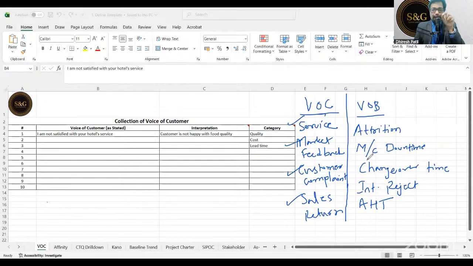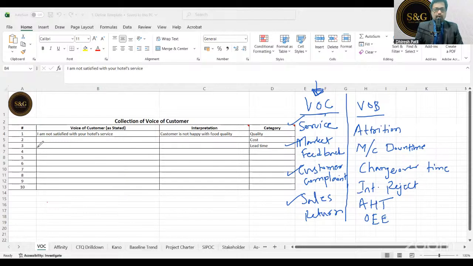Understand it? So once you have VOC and VOB separated, OEE improvement, overall equipment effectiveness, also comes under voice of business. These are all internally driven projects.